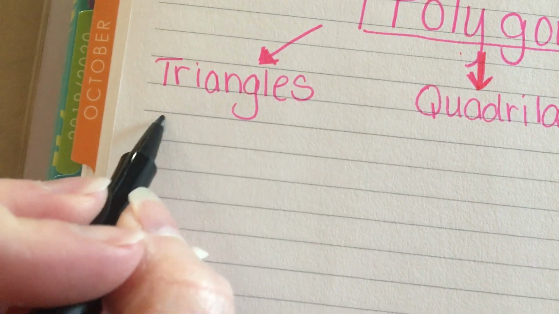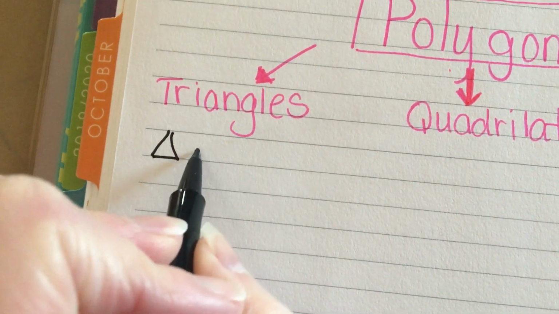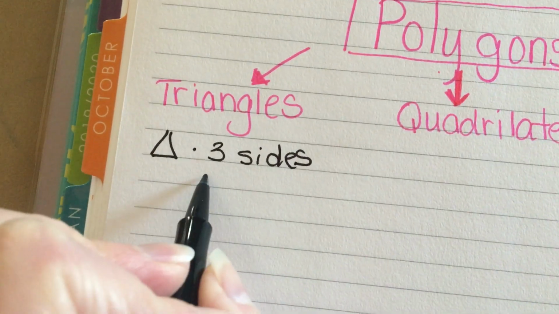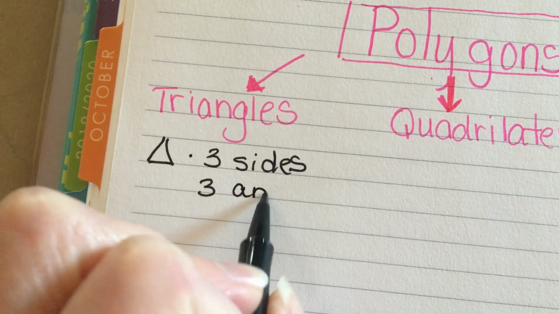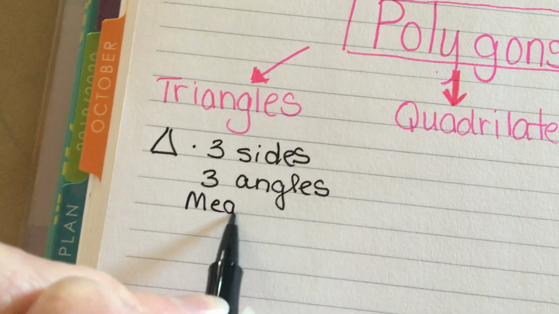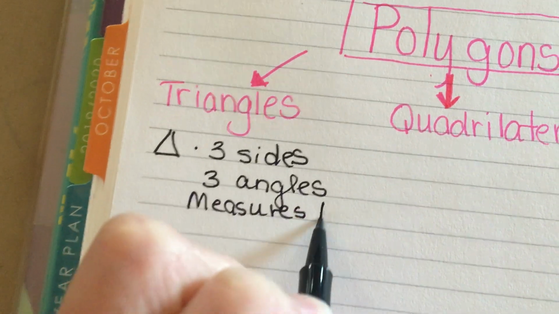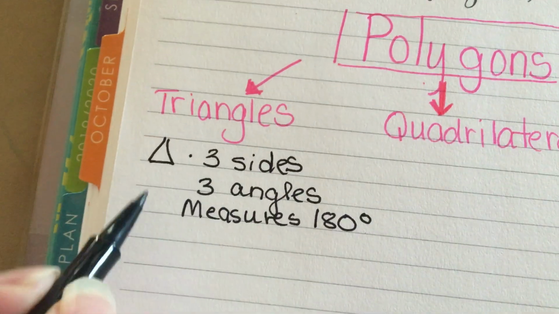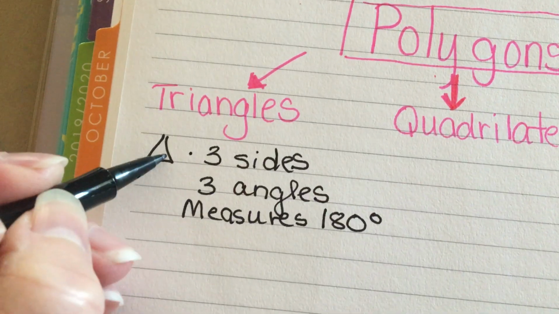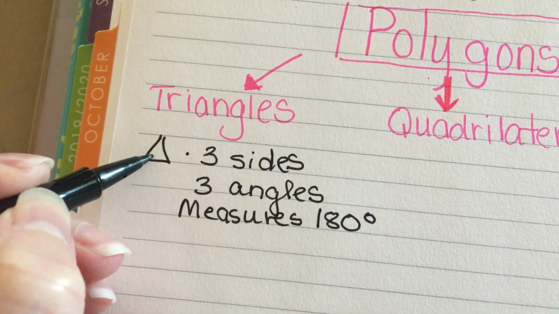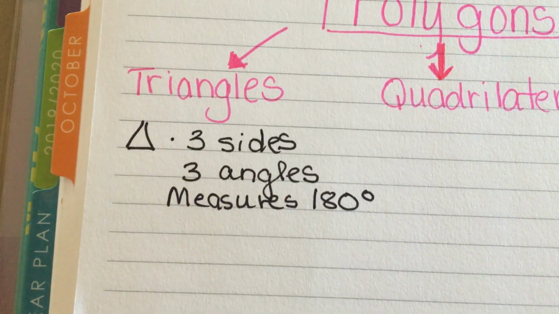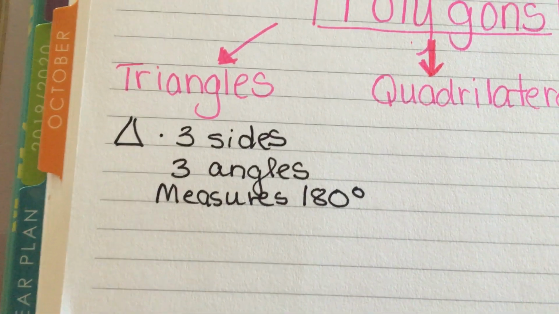We know that a triangle has three sides. We know a triangle has three angles. And we need to know that a triangle measures 180 degrees. That means all of its angles equal 180 degrees. So if I did this angle plus this angle plus this angle, it's going to equal 180 degrees. That's going to be something super important to remember, okay?